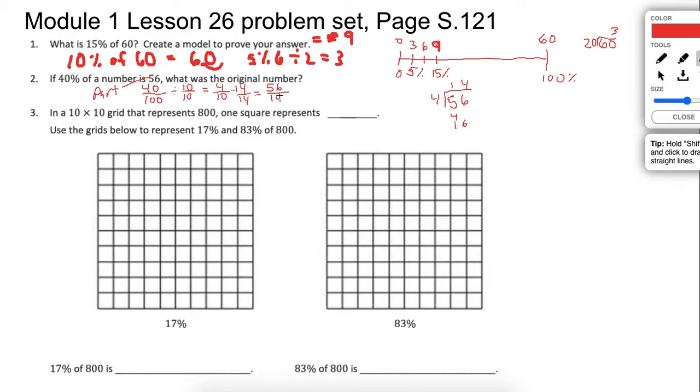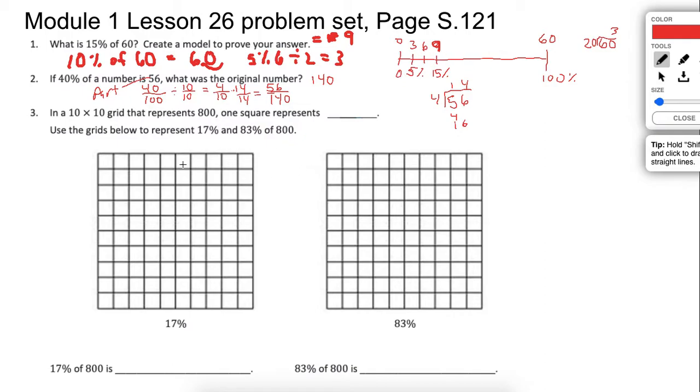140 on the bottom. So the original number was 140 on that one. So we just simplified it and then found the equivalent fraction. 56 over 140 is equivalent to 40 over 100, and that's 40%. So we found an equivalent fraction. We could have done a percent ruler if we would have wanted to.